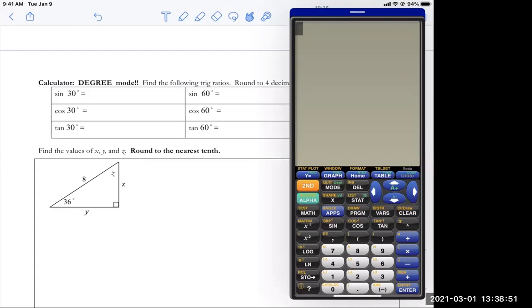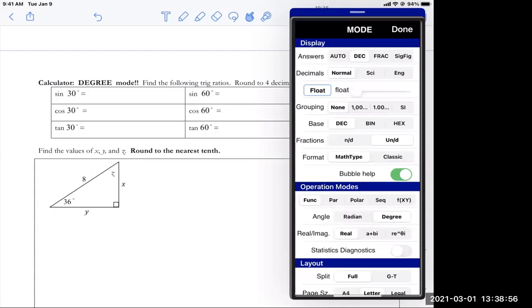Okay, first of all, if you have a graphing calculator, there will be a mode button. Your menu will look different than mine because I'm using an app here, but when you hit the mode button, there will be a list of options. You want to make sure, see down here where I'm toggling, that your calculator is set to degrees. So that's what needs to be highlighted or darkened. Okay, you want to make sure you're in degrees.